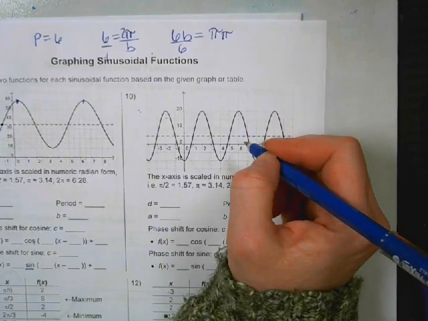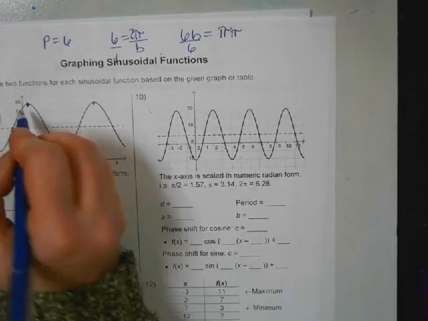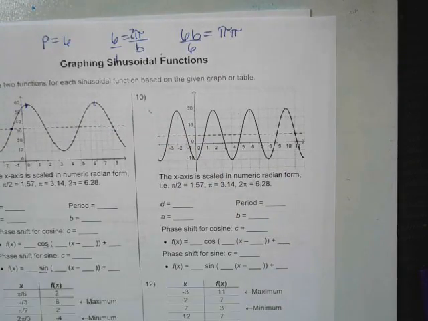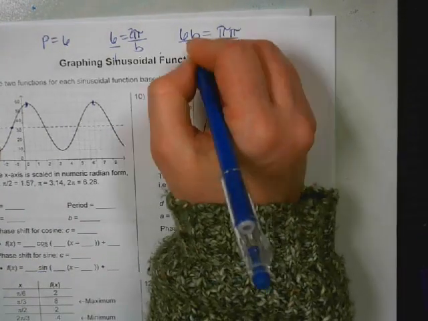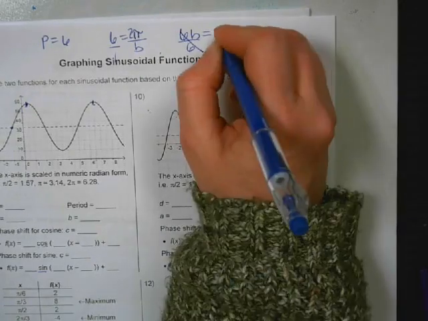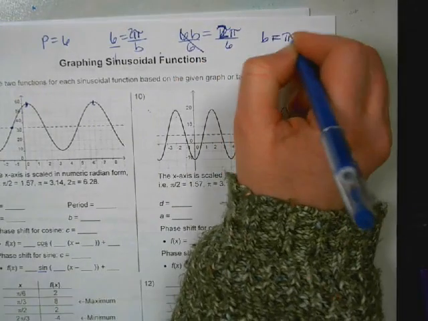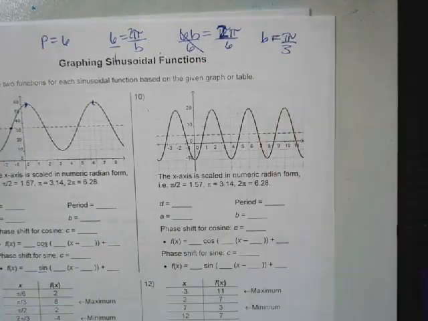Wait, where did you get 6 from? I counted from half to 6 and a half. Oh, okay. So that's your period from peak to peak. And then I just divide by 6 to get b. That's 2 pi over 6. So b equals pi over 3. Even if it's a sine wave, it's easy to count. You can still count from peak to peak to count your period. Or valley to valley. It's just easy to do that.